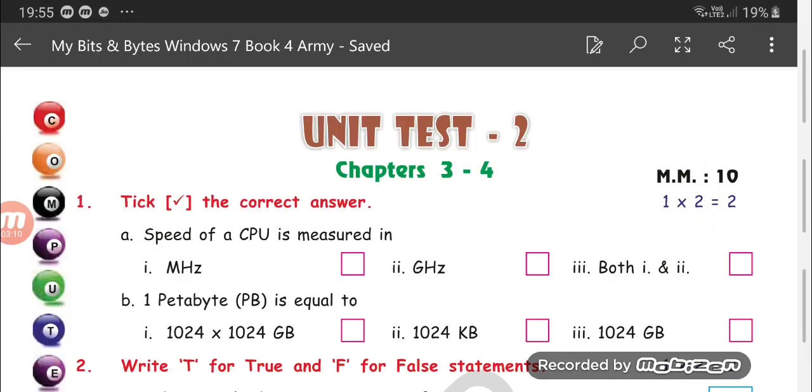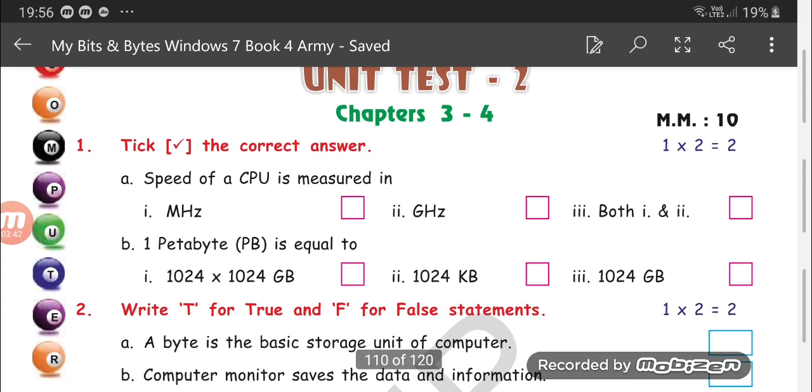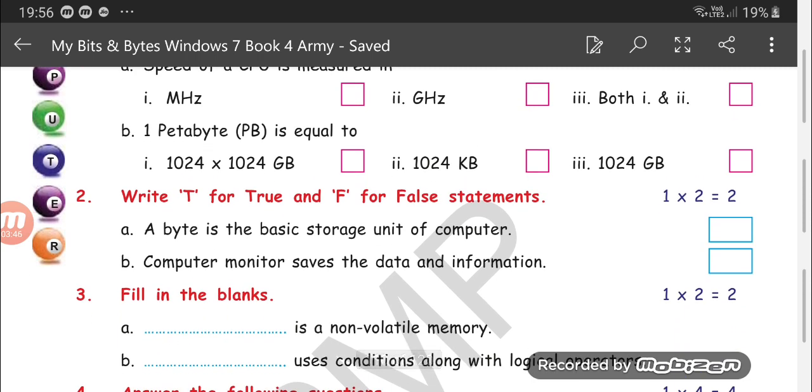Now starting with unit test 2 of chapter number 3 and 4. Tick the correct answer. Speed of a CPU is measured in megahertz, gigahertz or both 1 and 2. So the answer is both 1 and 2. A petabyte is equivalent to 1024 into 1024 GB. The correct answer is number 1. True and false. A byte is the basic storage unit of a computer. True.